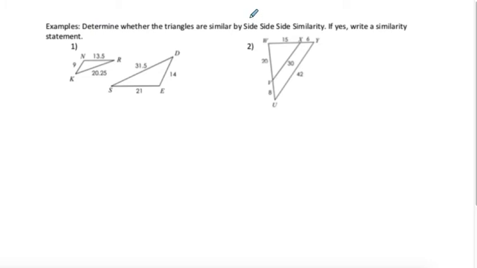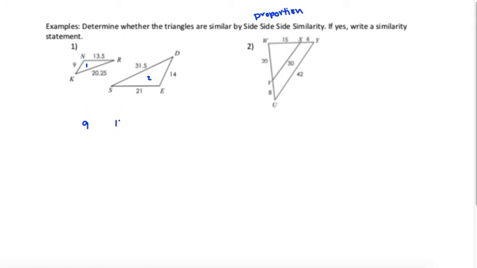Determine whether the triangles are similar by side, side, side similarity. So now we're looking for proportion. If yes, write the similarity statement. All right, so we have all three sides given here. So I can check side, side, side. So this is going to be my first triangle, this is going to be my second, and I just go smallest to biggest.